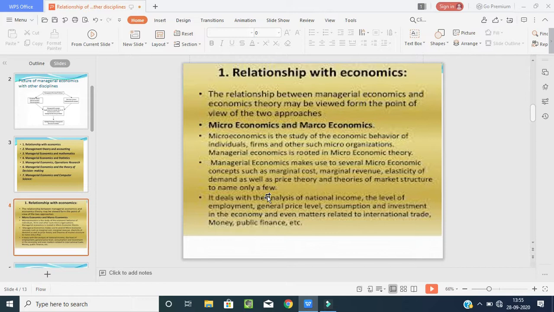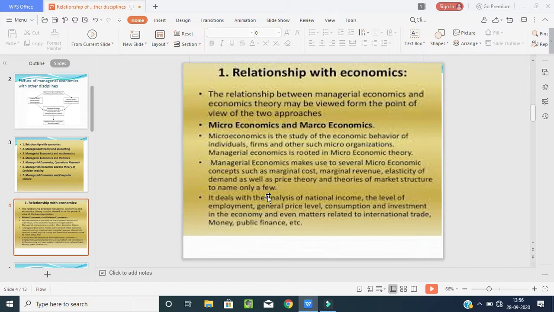These two theories we have learned in the last class. Now, how is microeconomics the study of economics? Let's see. Microeconomics is the study of the economic behavior of individuals, firms, here meaning organizations, and other such microorganisms. Managerial economics is rooted in macroeconomic theory. Second thing, managerial economics makes use of several microeconomic concepts such as marginal cost, marginal revenue, elasticity of demand, as well as price theory and theories of market structure, to name only a few.